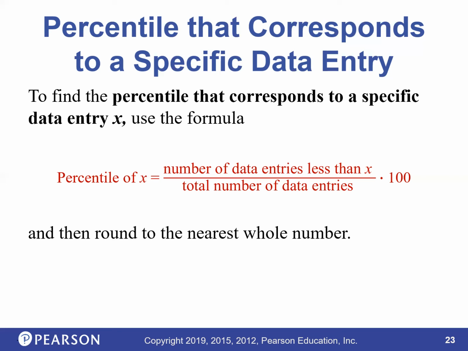Kind of similar to the coefficient of variation, right? But this time we're actually looking at the position. So just count how many less than what you want, divided by the total, multiply by 100, round off to the nearest person.